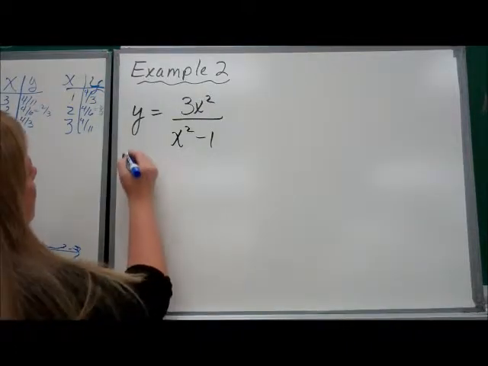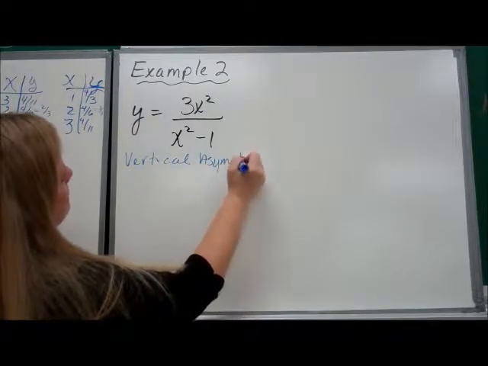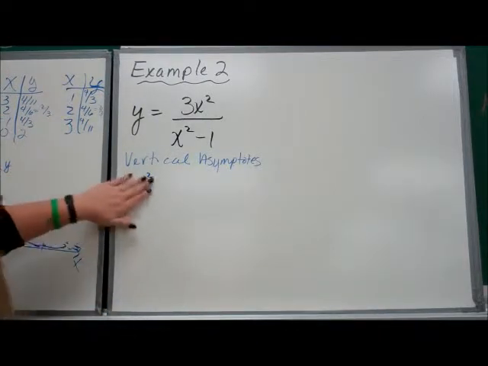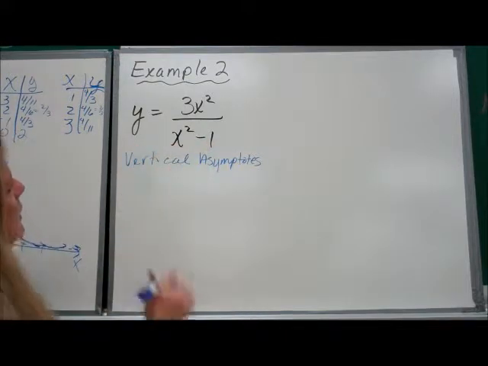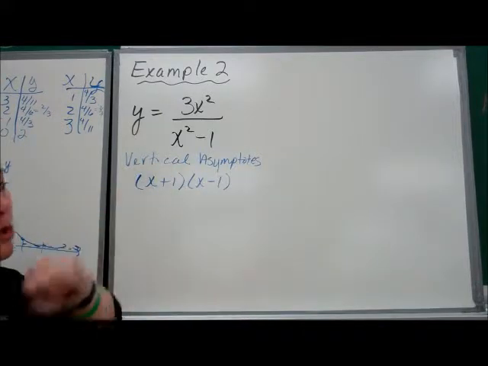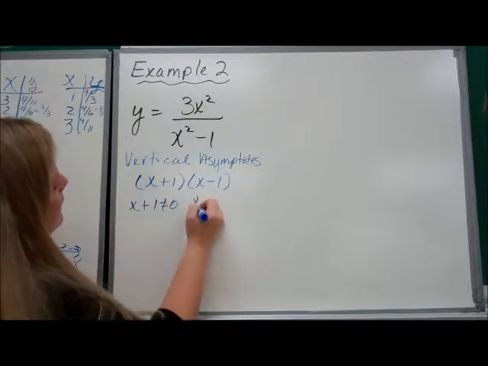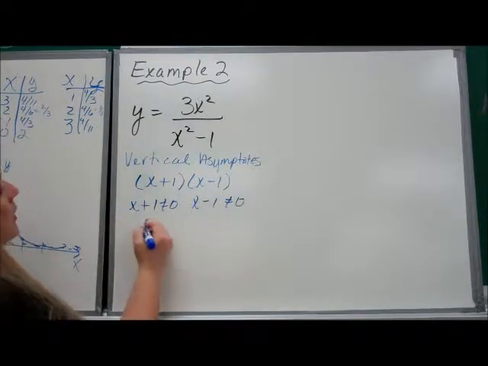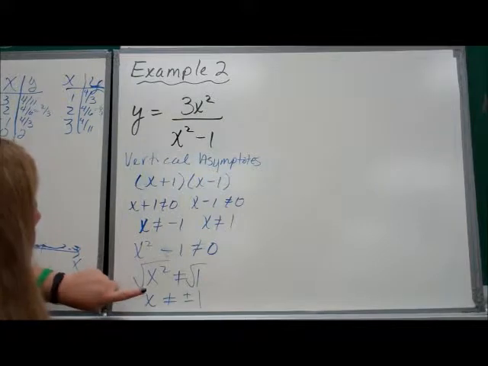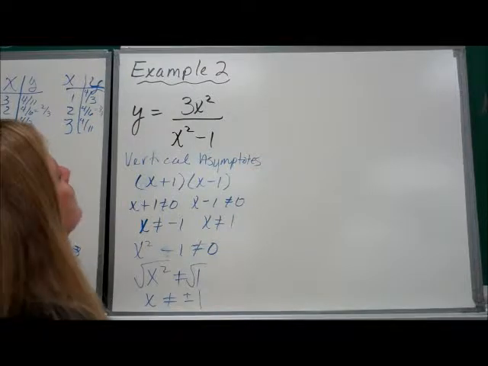3x squared over x squared minus 1. Start with your vertical asymptotes. It might be easy to factor. X squared minus 1 will factor to x plus 1 times x minus 1. Then each factor cannot equal 0. So x plus 1 cannot equal 0, and x minus 1 cannot equal 0. So x cannot equal negative 1, and x cannot equal positive 1. The vertical asymptotes are at x equals positive and negative 1.